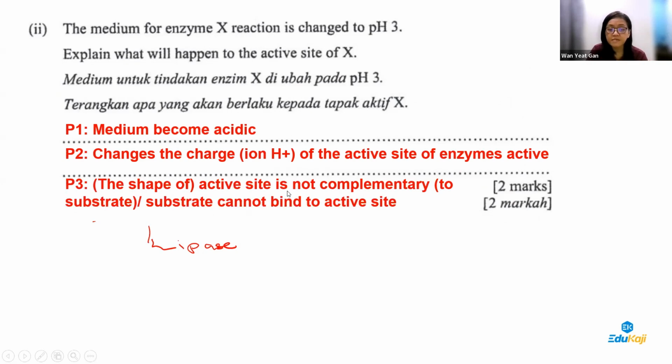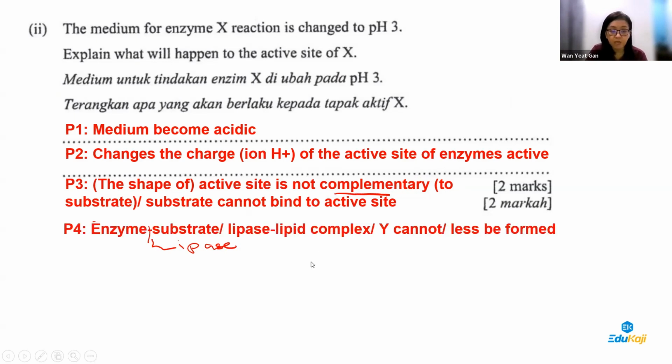So the shape of the active site is no longer complementary to the substrate. That means the substrate cannot bind to the active site of the enzyme. So the enzyme-substrate or lipase-lipid complex cannot be formed. Hence, you will have less product. That means less fatty acid and glycerol will be produced.